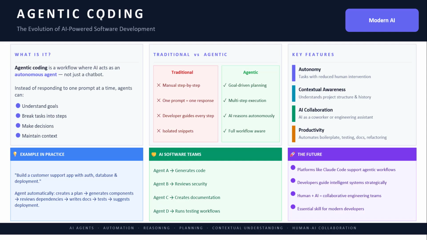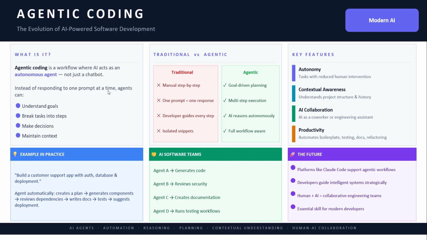In today's session, we will learn one of the most important concepts in modern AI software development, that is Agentic Coding. Traditional software development usually involves developers manually writing instructions step by step. Even when using AI tools in the past, the interaction was often limited to asking simple questions or generating isolated code snippets. However, modern AI systems are evolving beyond simple assistants. They are becoming intelligent agents capable of planning, reasoning, executing tasks, and collaborating with humans. This approach is called agentic coding.